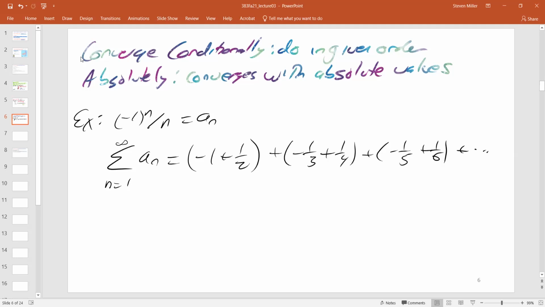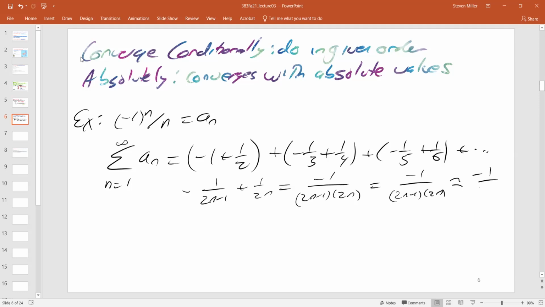The general term, I'm going to have a 1 over 2n minus 1 with a negative sign plus a 1 over 2n. So what do you get when you add them together? You get -2n plus 2n minus 1. So you would get -1 over (2n minus 1) times 2n, which is approximately negative 1 over 4n squared.